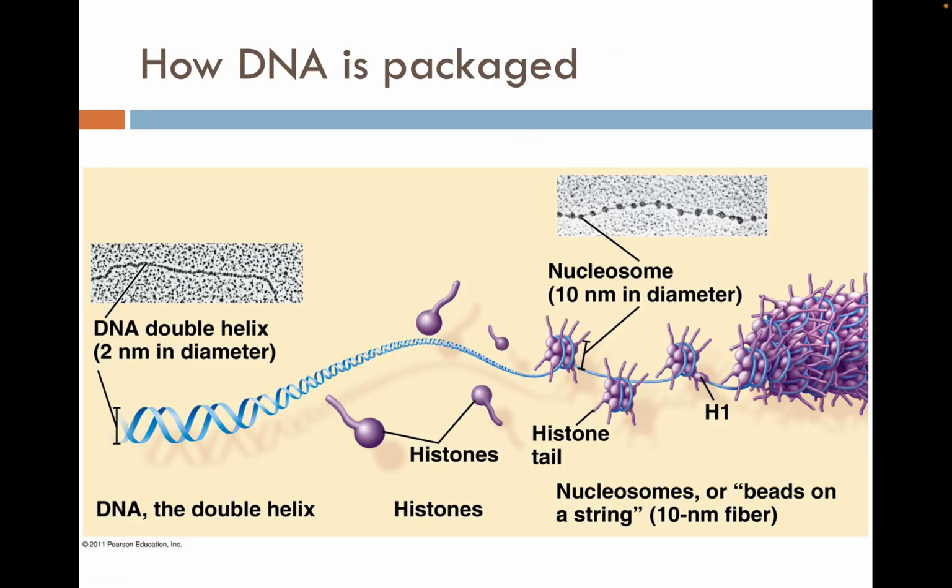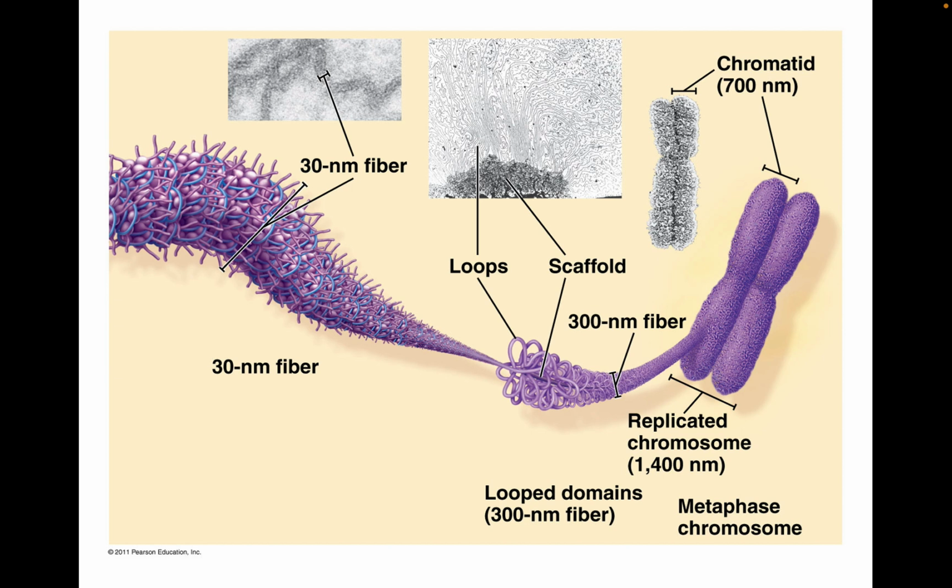How is DNA packaged? So we know DNA makes up a double helix. That double helix can be wrapped around histones so that it occupies less space. And then those histones wrap and scaffold more to structure themselves as chromosomes.